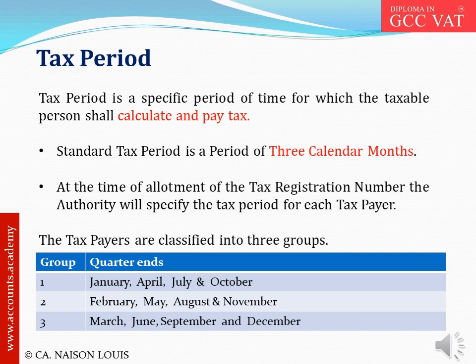Mainly, taxpayers are classified into 3 groups. The first group, the quarter ends as on January, April, July and October. And group 2, quarter ends as on February, May, August and November. And the third group, for which quarter ends as on March, June, September and December. So like this, there can be a classification of taxable persons by the tax authority for filing tax returns.